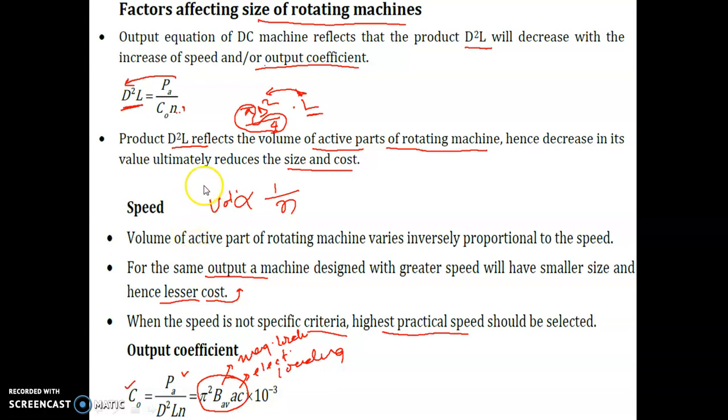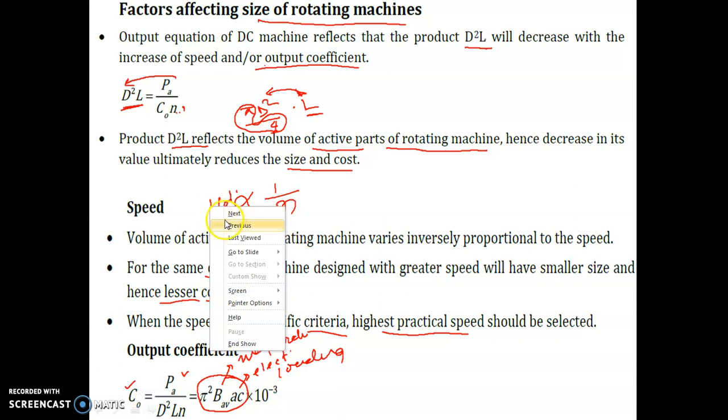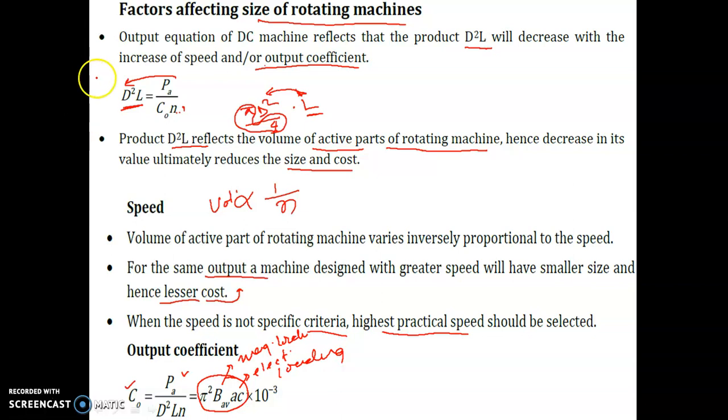So in designing a machine, speed and volume are very critical parameters. We have to consider their role by considering this relation. If you increase the speed, the size of the machine will be small, the volume will be small, and with a small volume the cost of the machine will also be reduced.